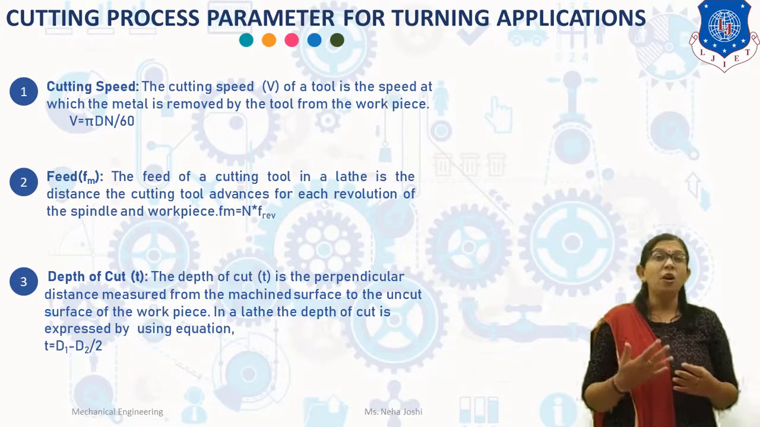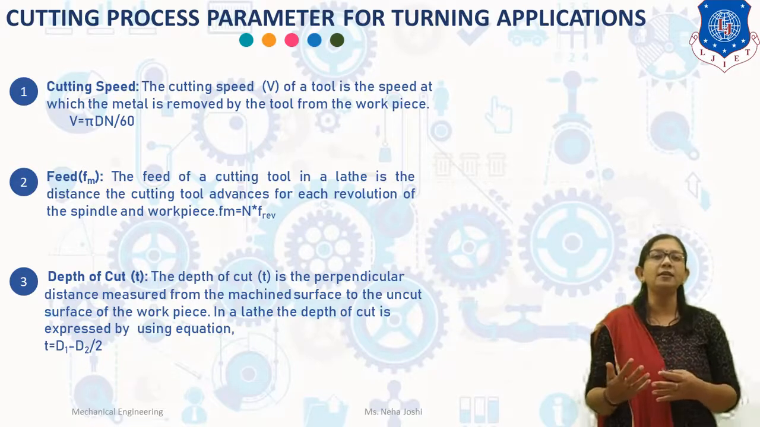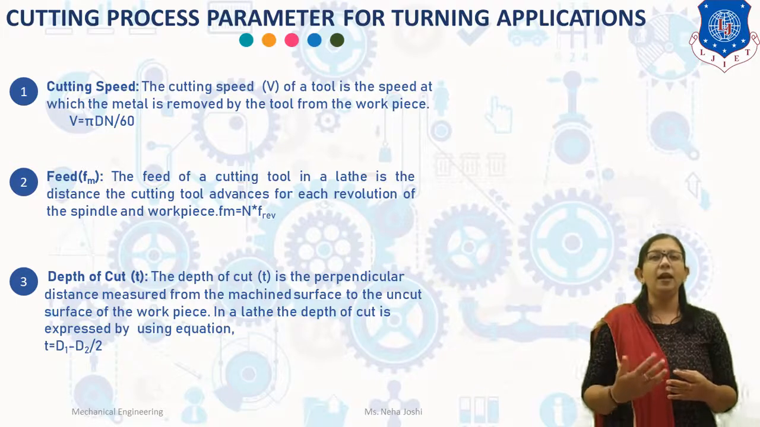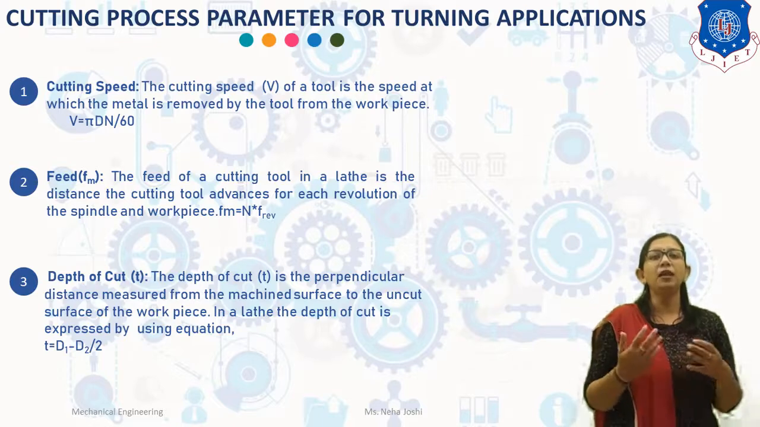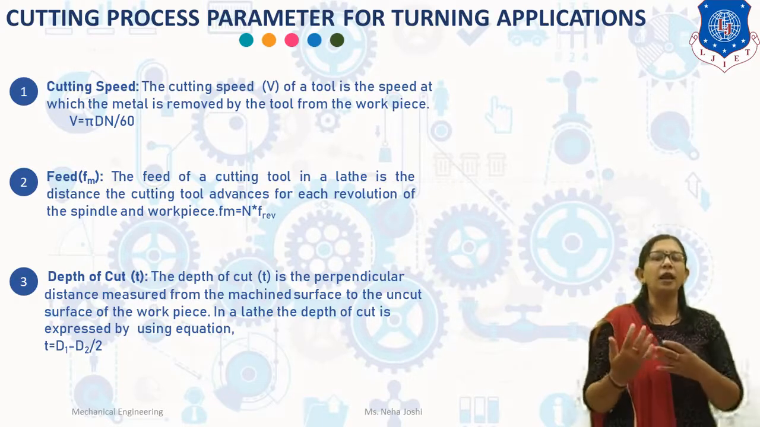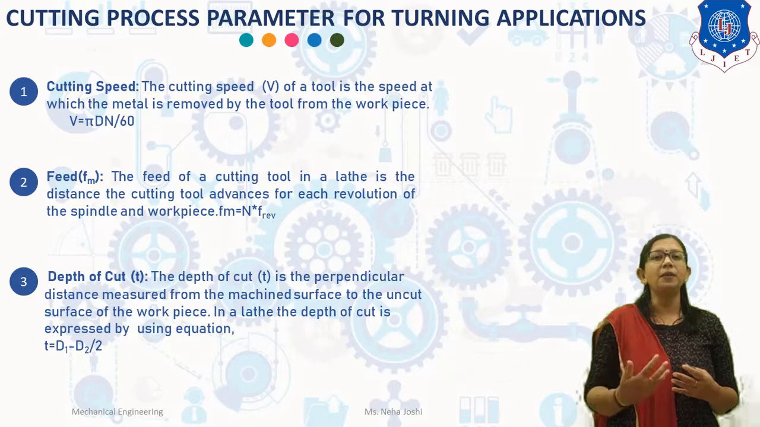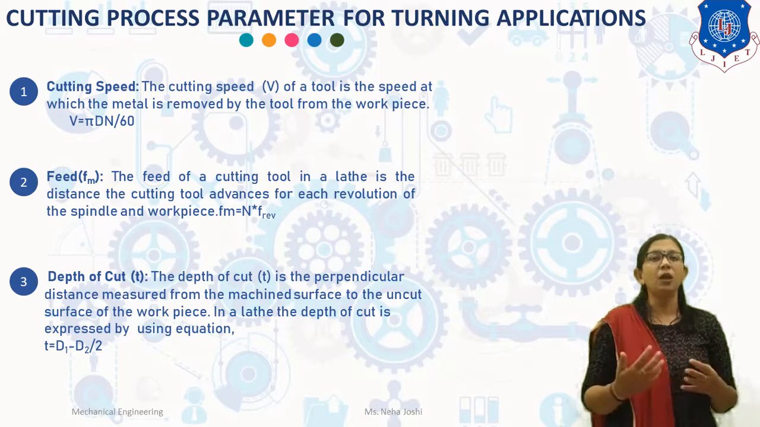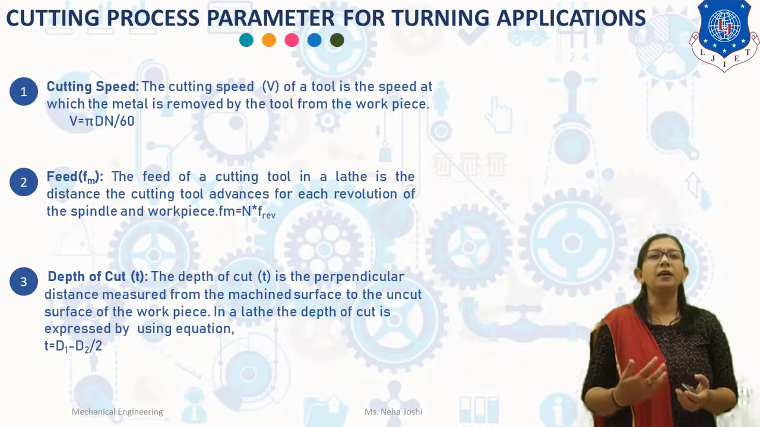Now, what is feed? The feed of a cutting tool in a lathe is the distance the cutting tool advances for each revolution of the spindle and workpiece. Feed is expressed in mm per revolution. The feed per minute and feed per revolution are correlated by the equation Fm is equal to n into f revolution, where n is the spindle and workpiece speed in rpm, Fm is feed per minute, and f revolution is feed per revolution. If we increase feed, it reduces the cutting time. However, increasing the speed greatly reduces the cutting tool life. Coarser feeds are used for roughing and fine feeds are used for finishing cuts.